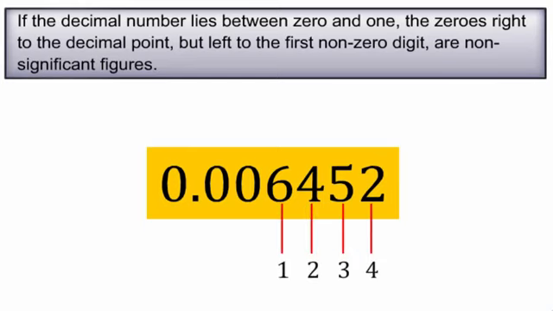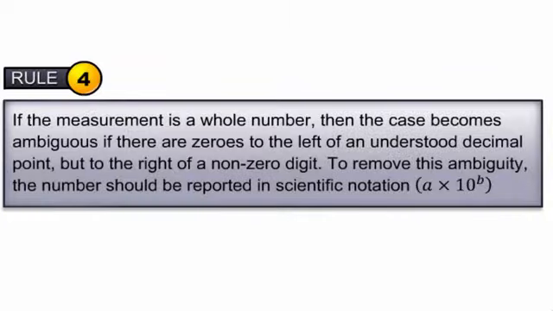The fourth rule states that if the measurement is a whole number, then the case becomes ambiguous if there are zeros to the left of an understood decimal point, but to the right of a non-zero digit. To remove this ambiguity, the number should be reported in scientific notation. That is, a into 10 raised to power b.